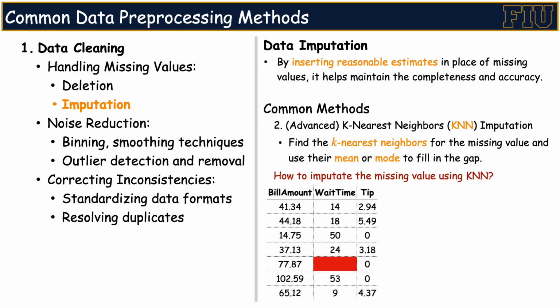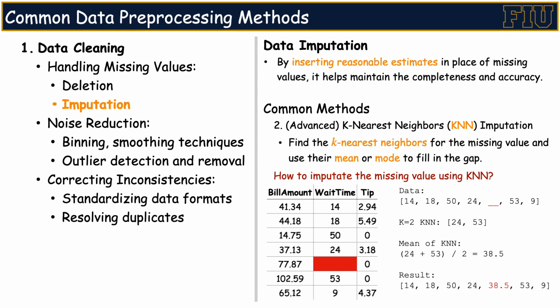Now, let's look at a more complex situation, a dataset with multiple features rather than just a single value. In this dataset, each row is a data point, and there are 3 columns representing 3 features: bill amount, wait time, and tip. One of the data points is missing a value for the wait time feature. This makes the problem more challenging because we now need to consider all the features to accurately identify the neighbors and estimate the missing value.